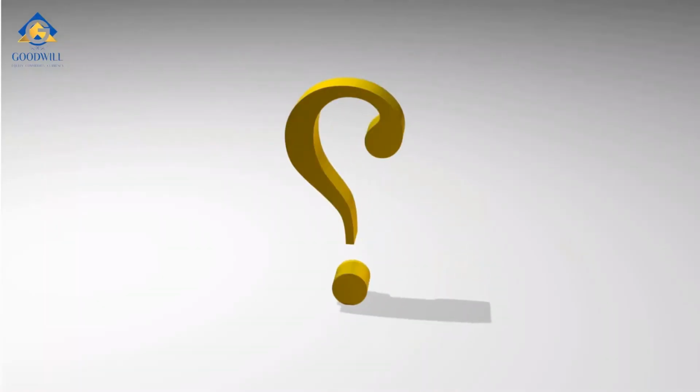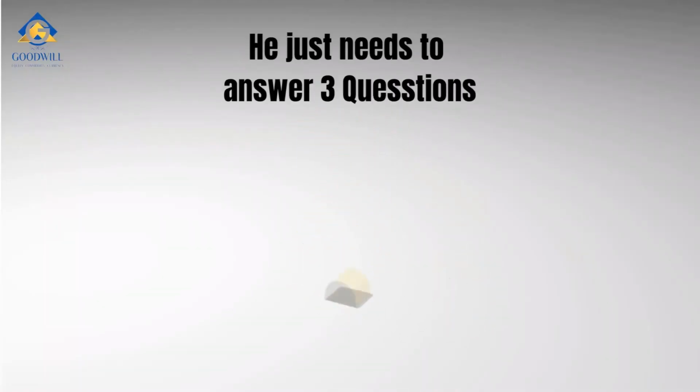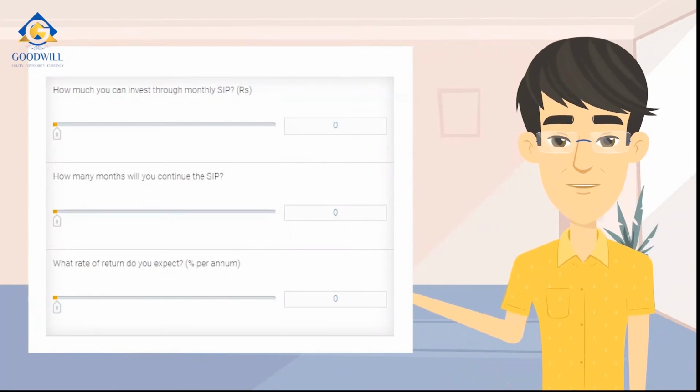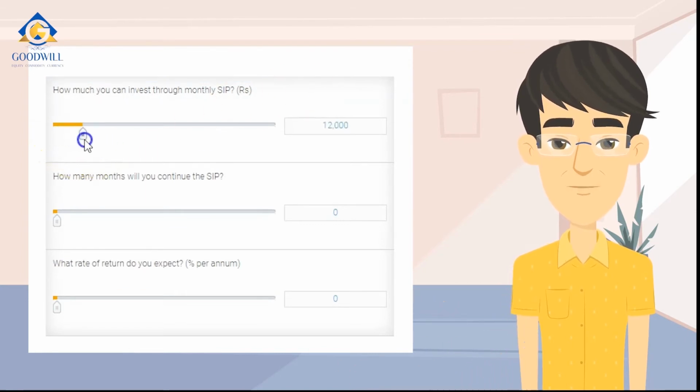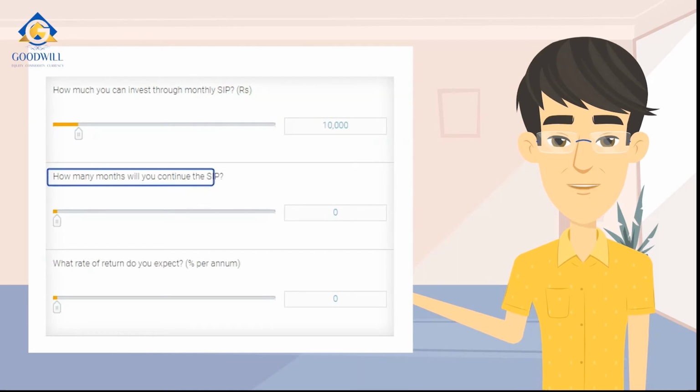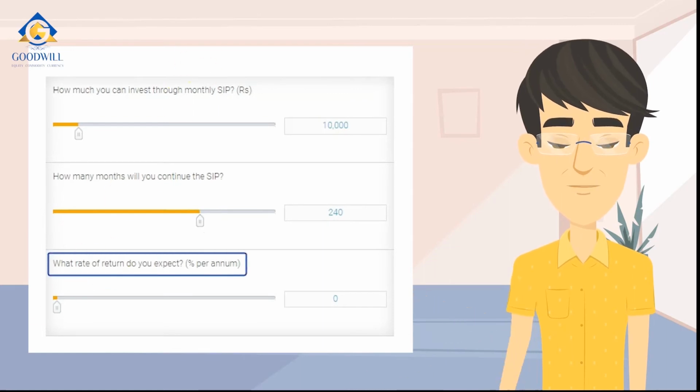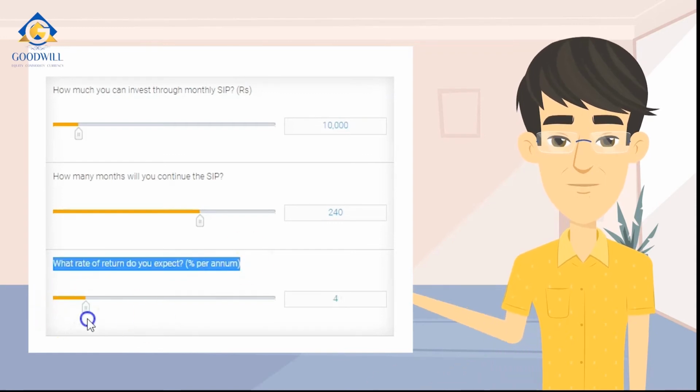Rahul only needs to answer three questions on the SIP calculator. How much you can invest through monthly SIP? It is 10,000 rupees for Rahul. How many months will you continue the SIP? It's Rahul's 20-year plan, which is 240 months. What rate of return do you expect? Per annum, 14%, which is approximately the same as the last 10 years in Nifty ETF.